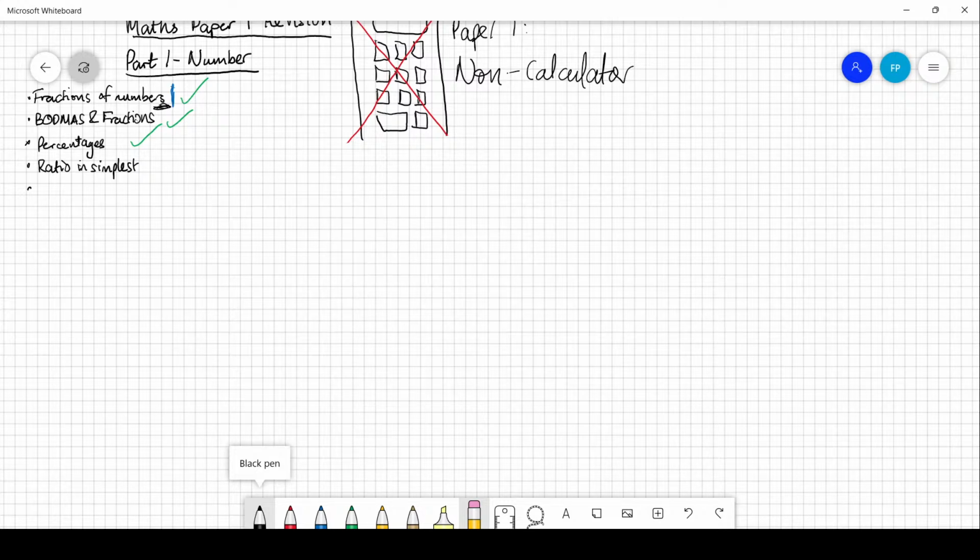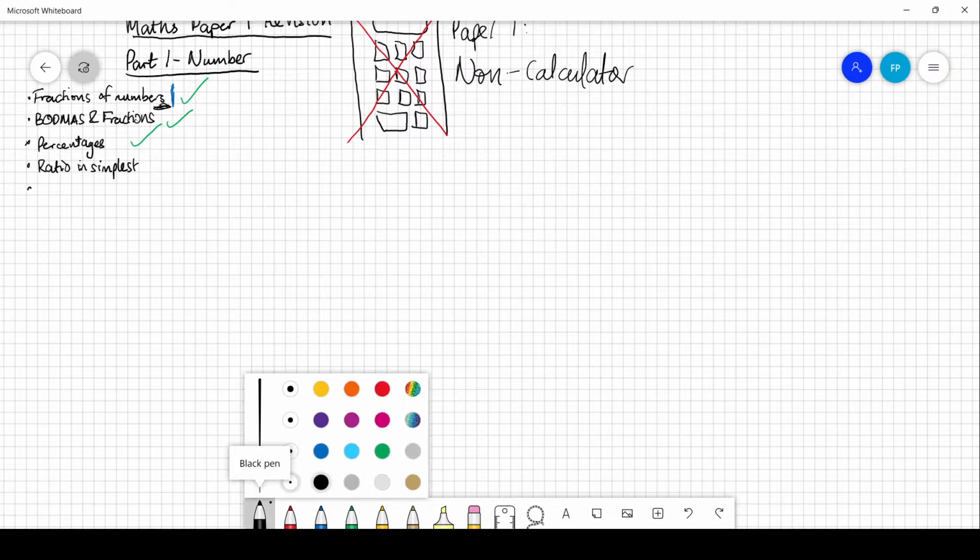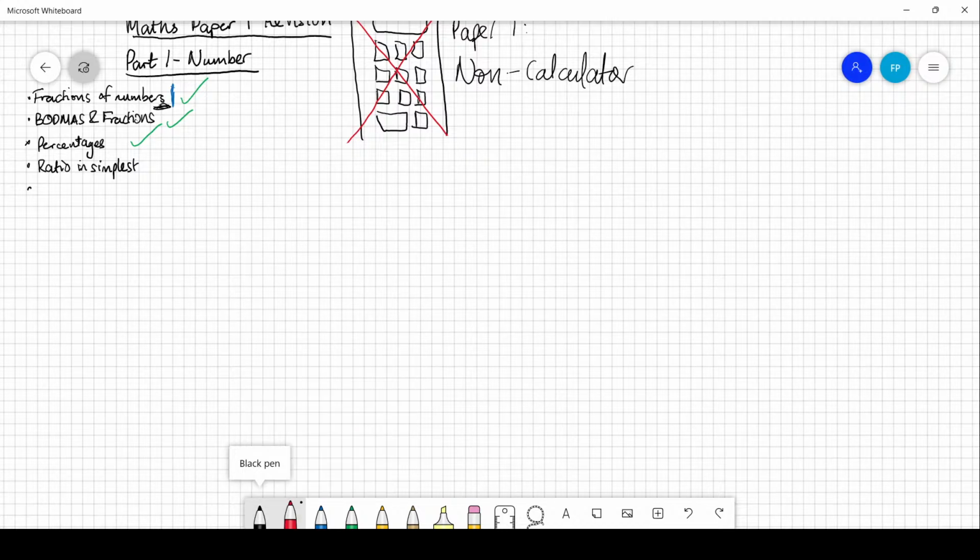Another question you might get is you might have 3 objects and you have linking ratios. So let's say I have some counters, the classic example. So the ratio of red counters to blue counters, let's say that it will be 3 to 2.